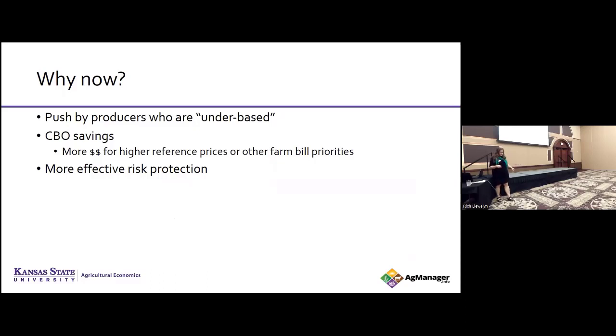Also, potentially a mandatory update of base acres, the way the math works out, causes some savings. So you go back to that baseline, it does create some savings that could potentially go to other programs, maybe for higher reference prices as well. The last point, potentially it could help with more effective risk protection. If your cropping patterns, what you're growing, has completely shifted from 3 decades ago, the support provided by programs under a mandatory base acre update might provide better risk protection.